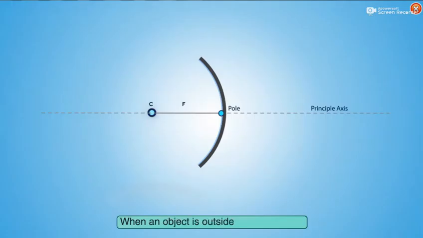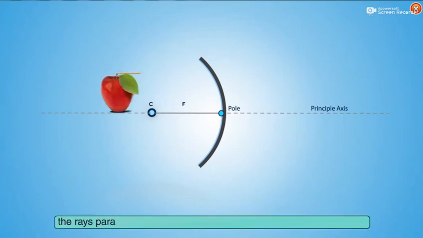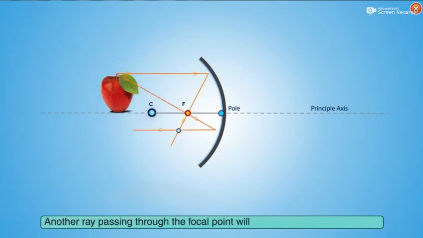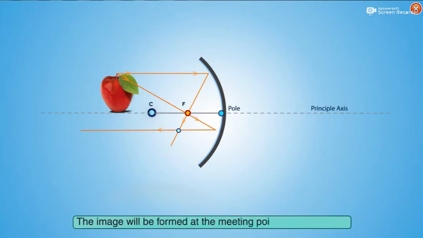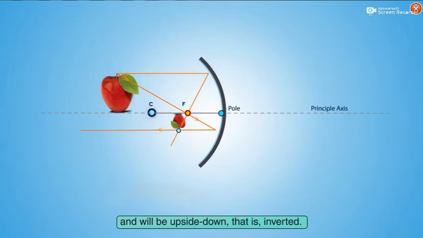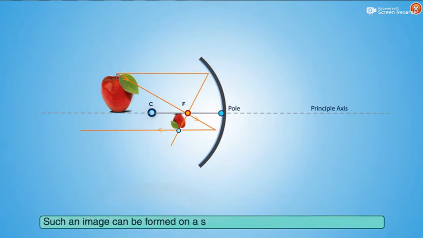When an object is outside the focal point, the rays parallel to the principal axis will reflect back to the focal point. Another ray passing through the focal point will reflect back as a parallel ray. The image will be formed at the meeting point of the two rays and will be upside down, that is, inverted. Such an image can be formed on a screen and hence is called a real image.